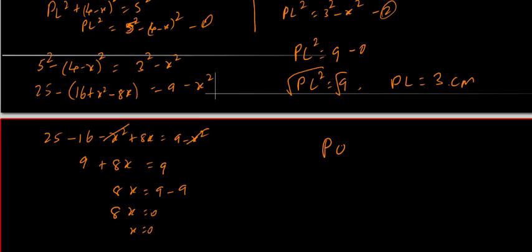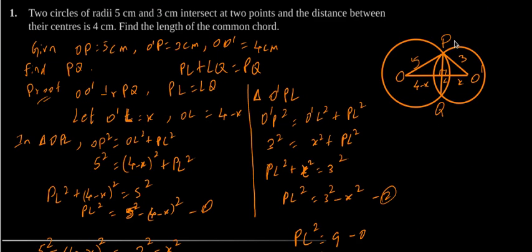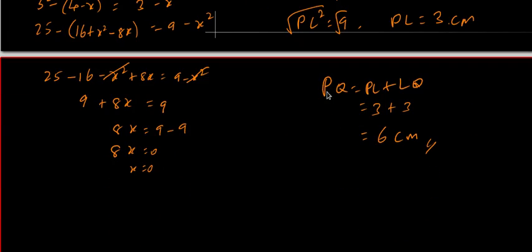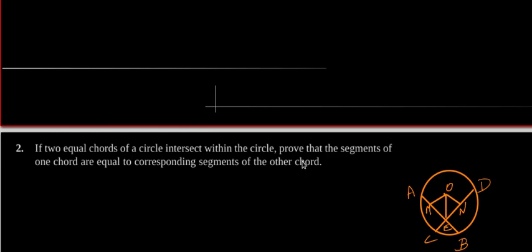So PQ is PL plus LQ. And both are equal, so this is also 3 and this also 3. It will become 3 plus 3, 6 centimeter, which is the length of the common chord. So the length of the common chord PQ equals 6 centimeter. We need to find the length of the common chord, so the length of the common chord is 6 centimeter. So PQ is 6 centimeter.